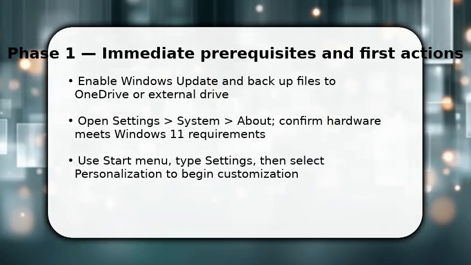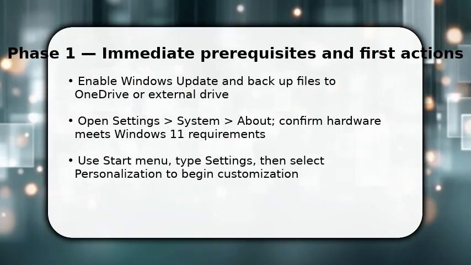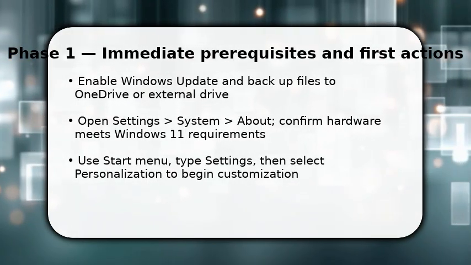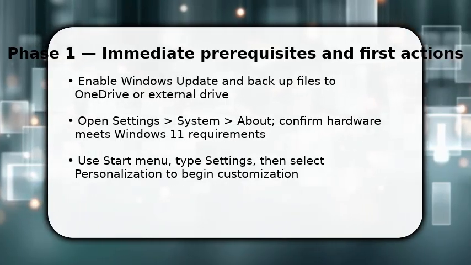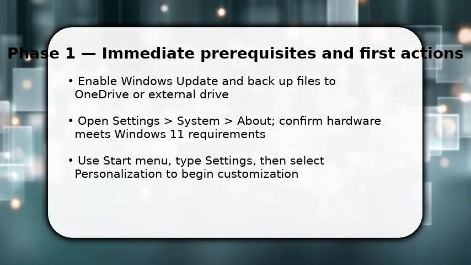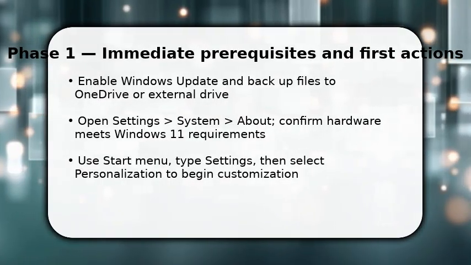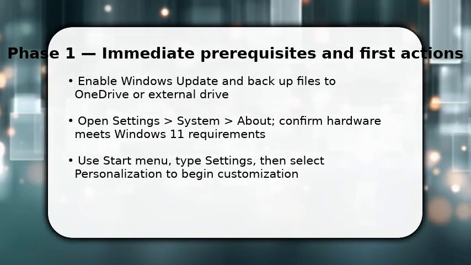You begin by confirming prerequisites and taking the first actionable steps. First, make sure Windows Update is current and back up important files to OneDrive or an external drive. Once done, open Start, type Settings, and check System about to confirm hardware meets Windows 11 requirements.